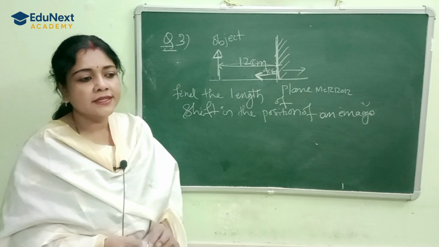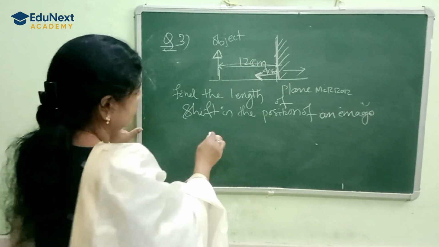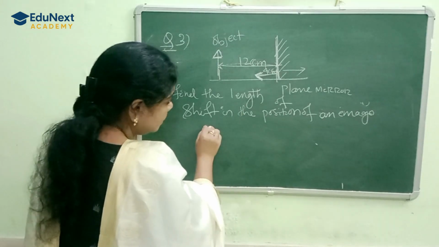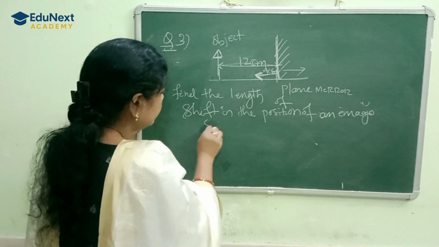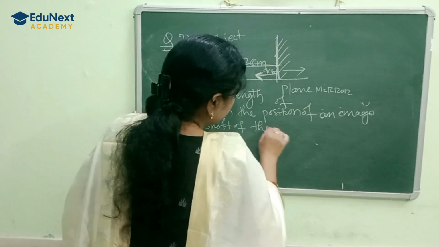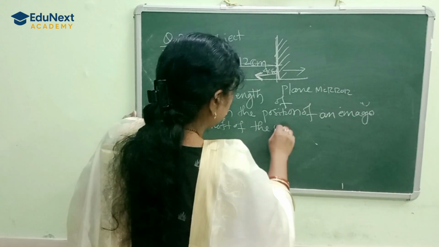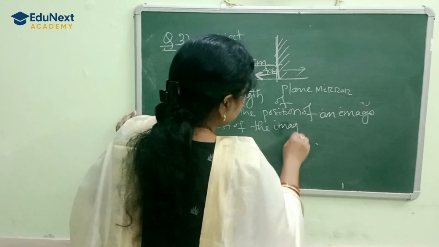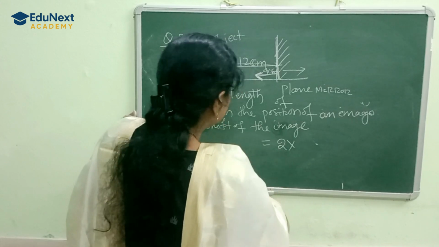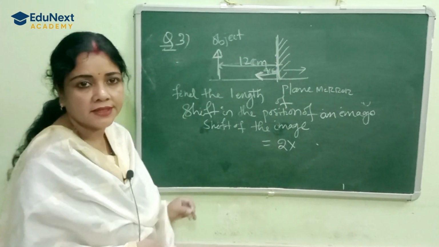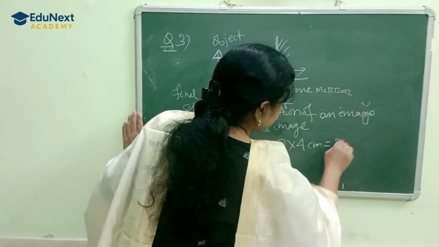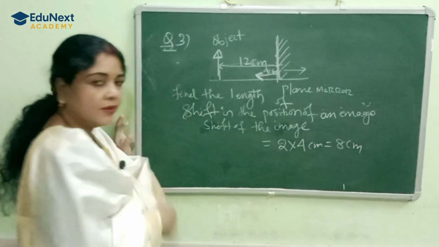The formula is that the shifting of the image is equal to twice the mirror displacement. That means twice into 4 centimeter, that means 8 centimeter. Okay.